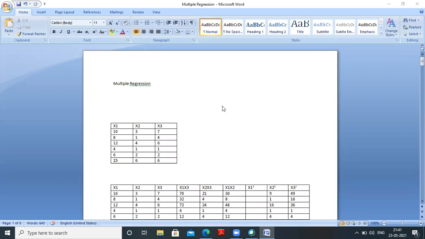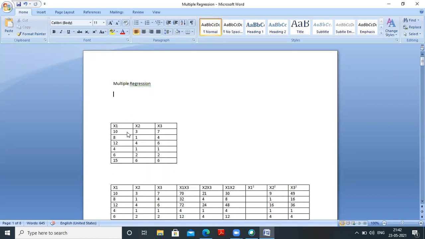We will today discuss multiple regression. What does multiple regression mean? Multiple regression basically is the study of the statistical relationship between more than one independent variable and one dependent variable. That means we study the effect of more than one independent variable on one dependent variable. Today we will discuss the application part, that is, how we solve the questions of multiple regression.